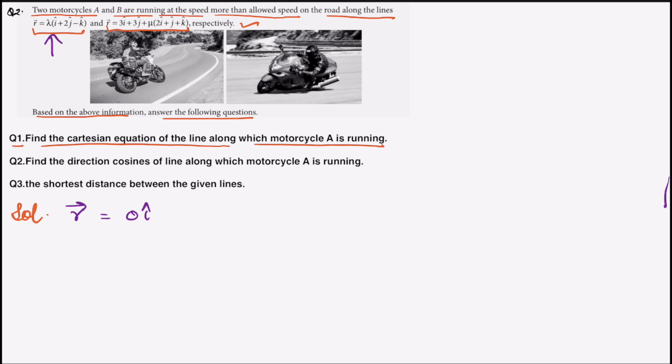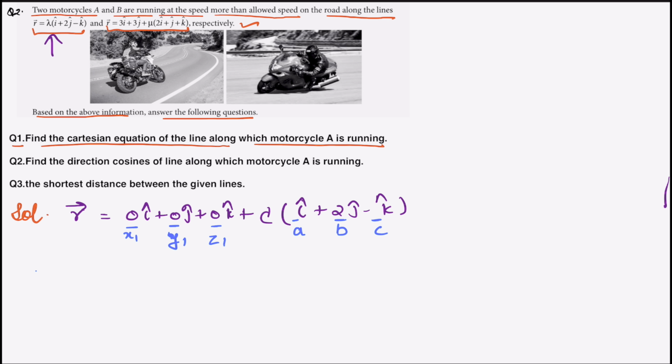Let's say 0 i cap plus 0 j cap plus 0 k cap plus lambda times i cap plus 2 j cap minus k cap. Now we know that the coefficient of i cap is x1, the coefficient of j cap is y1, the coefficient of k cap is z1, and the coefficient of i cap here is a, this is b, and this minus 1 will be c. Now we know the formula in Cartesian form: x minus x1 upon a equals y minus y1 upon b equals z minus z1 upon c.